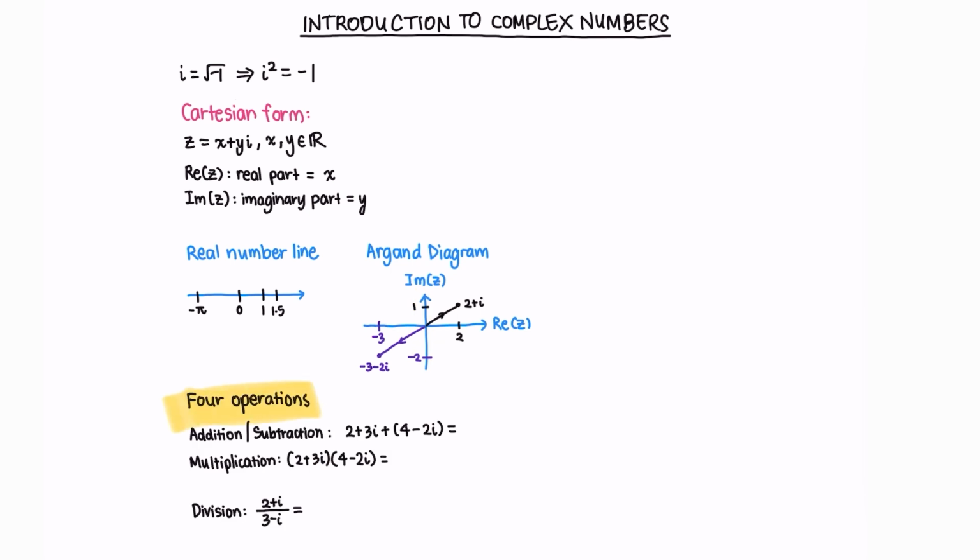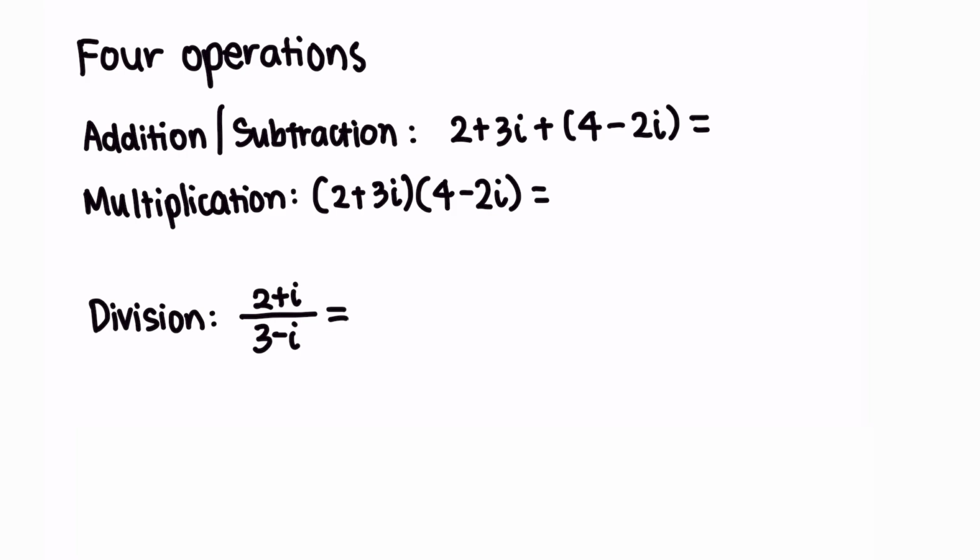Now let's take a look at the 4 operations. How are we going to use addition, subtraction, multiplication, and division for complex numbers? Okay, let me zoom into it a little bit. Let's say we want to do addition and subtraction first. So addition and subtraction is quite simple. What we're going to do is just add up the real parts, which in this case is 2 plus 4, and this will simply give us 6.